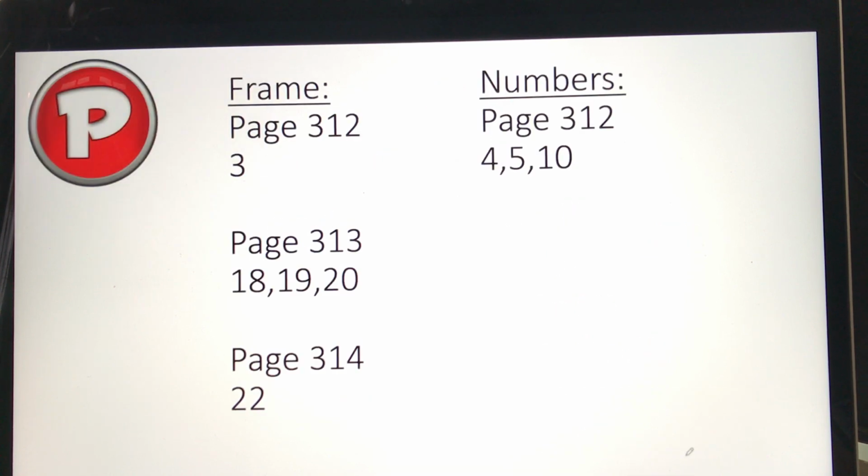Okay, that's it. Here's some frame questions and some number questions.